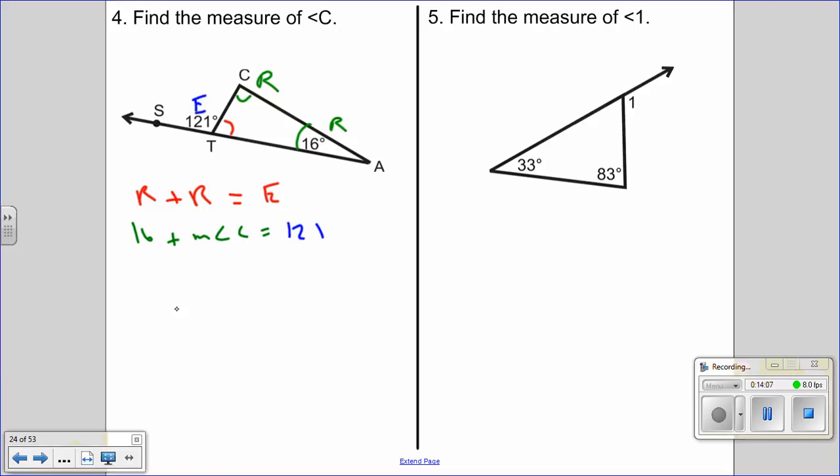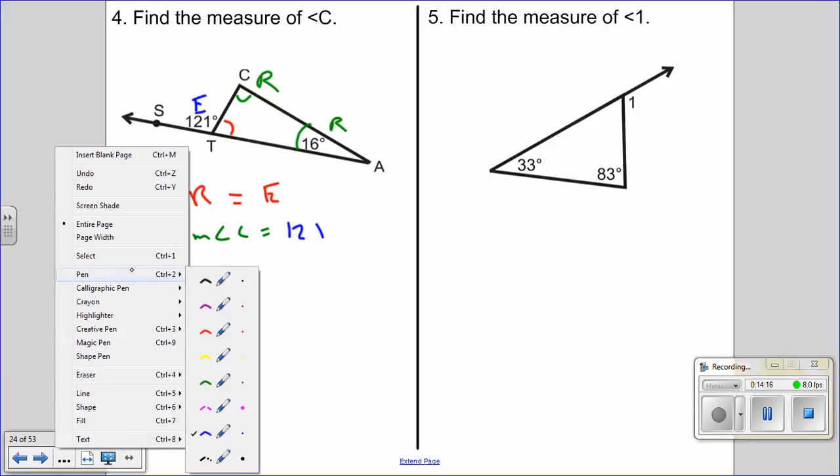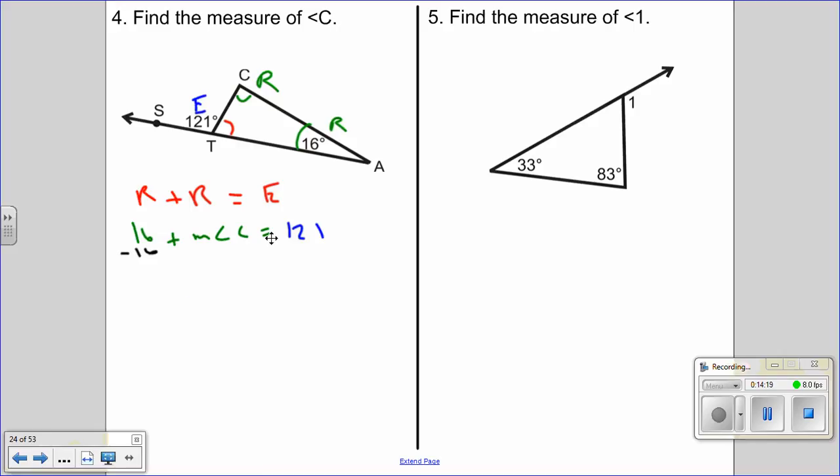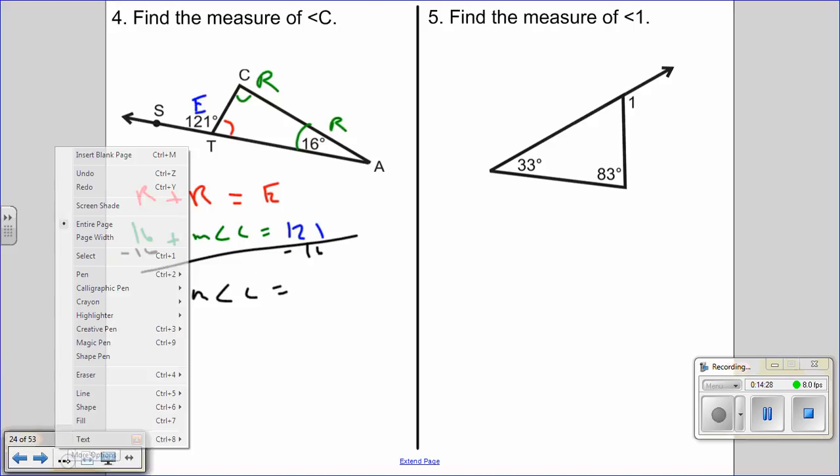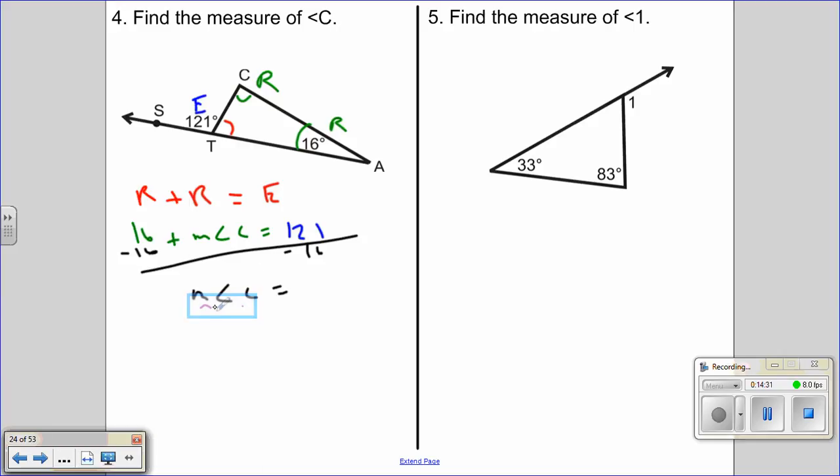So this one is going to be a little shorter. If you can remember this theorem, it could cut you some time. So why not cut us some time whenever we can? So now all I need to do is simply subtract 16 from 121, and I would have the measure of angle C. So the measure of angle C is going to be 105 degrees.